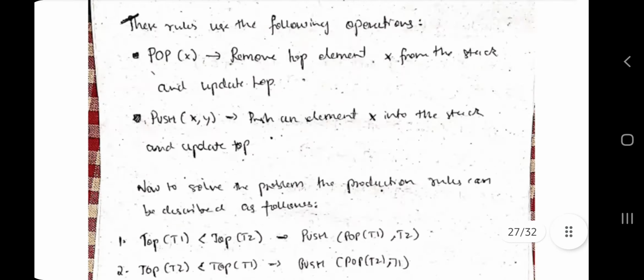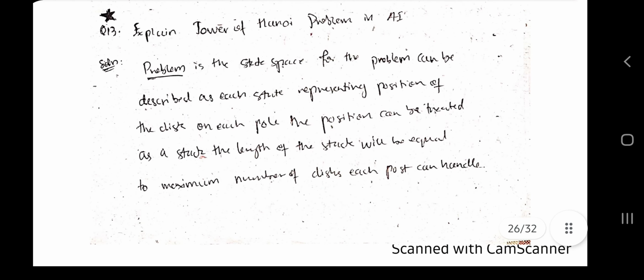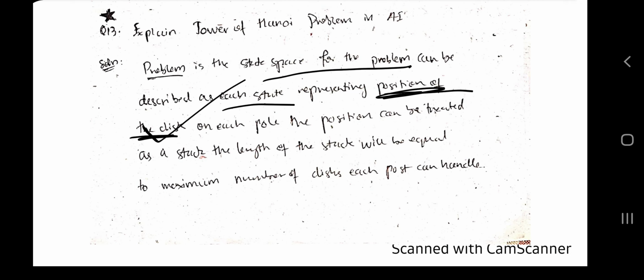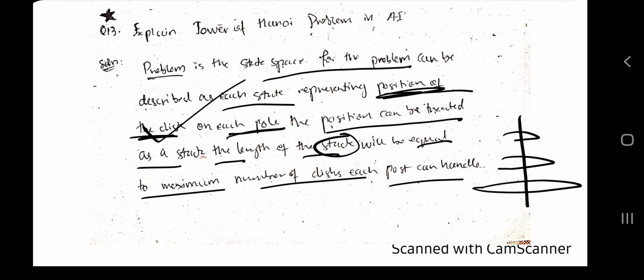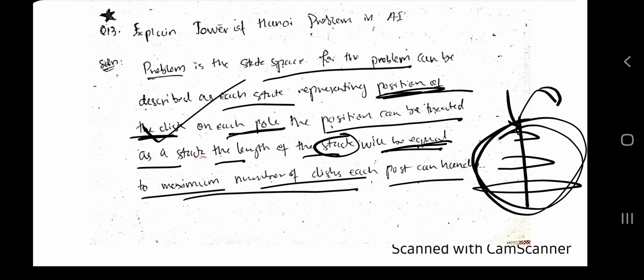Let's go to the theory part quickly, so that you can know what you have to write in the exam. Define the problem. It is a state space. The problem can be described as state representing position of the disk. This is the keyword, position of the disk on each pole. The position can be treated as a stack. The length of the stack will be equal to the maximum number of disks the pole can handle. So what will be the stack? Stack means last in first out. In the disk also it is the same. 3 disks are there. Last in is the first to be output, right? And it will be the maximum number of disks the pole can handle.